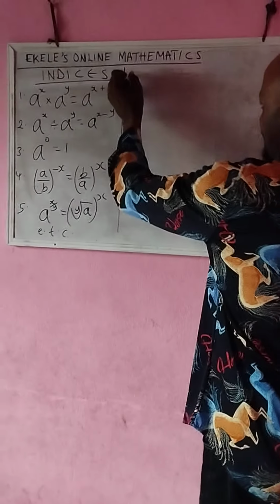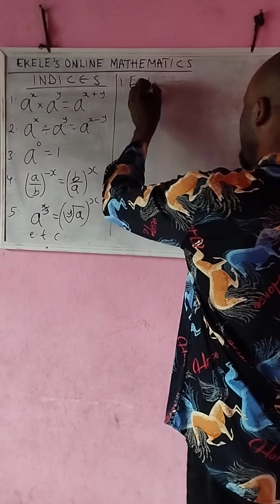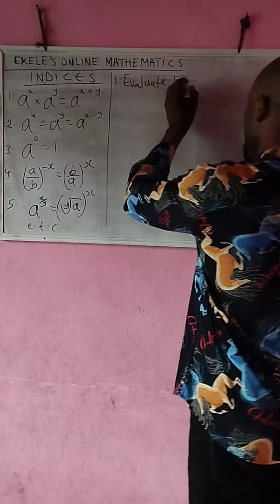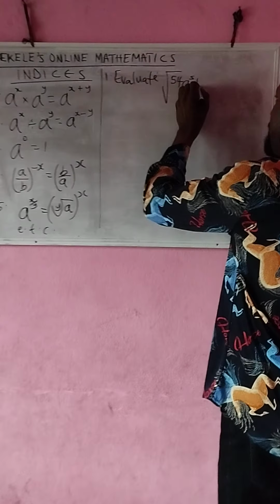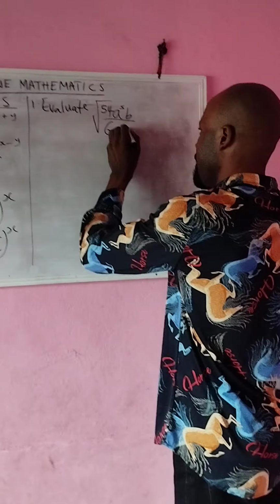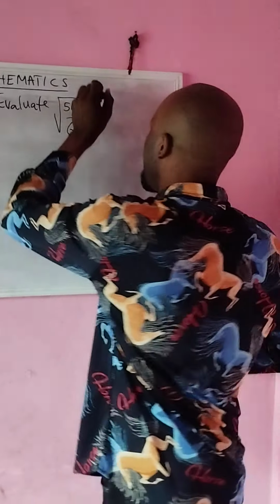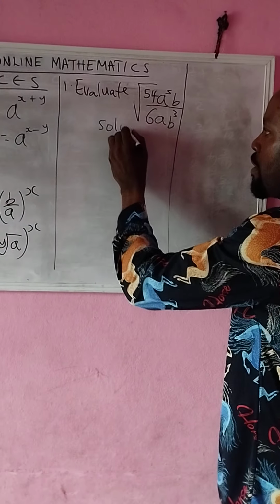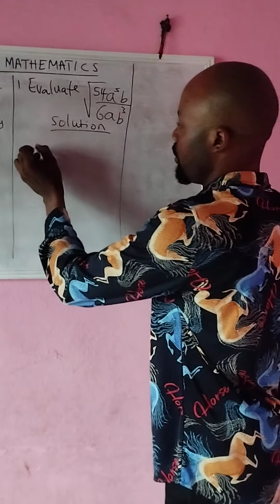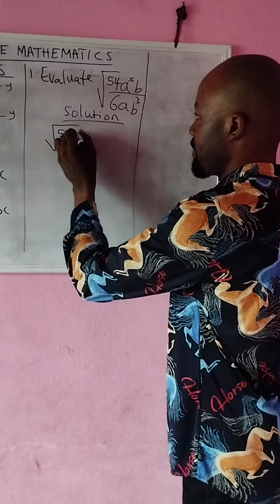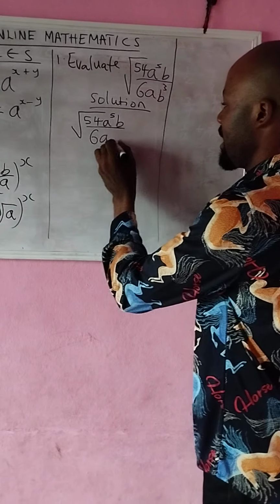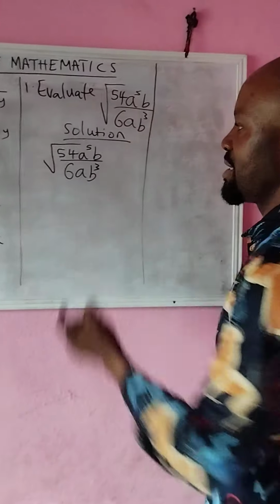Now let's look at an example that says evaluate the square root of 54 a raised to the power of 5 b over 6a b raised to the power of 3. Now let's evaluate this. Solution. The first step to solving this problem, you rewrite the question: 54a raised to the power of 5b over 6a b raised to the power of 3. Now here is the question.